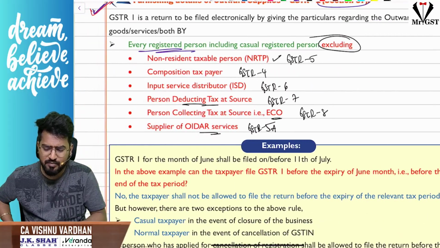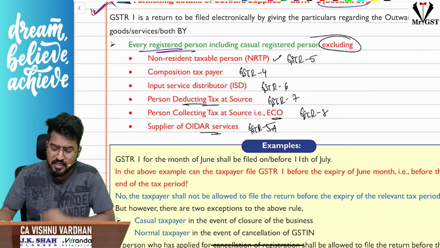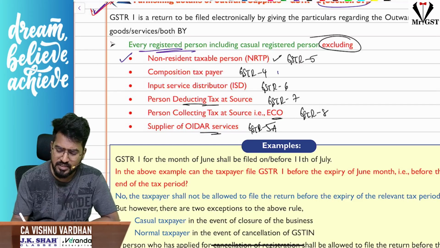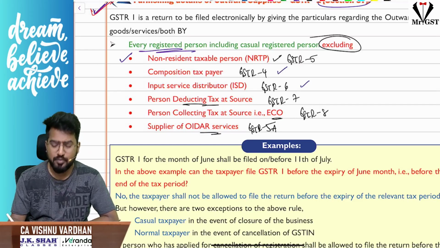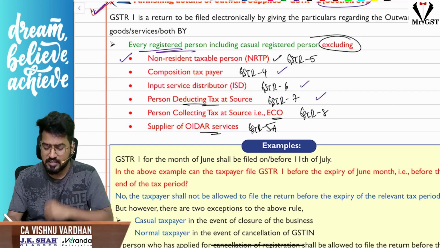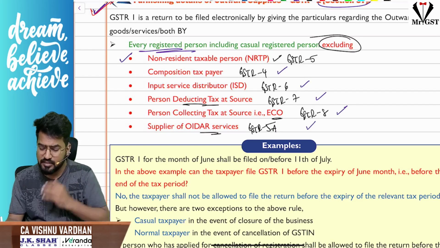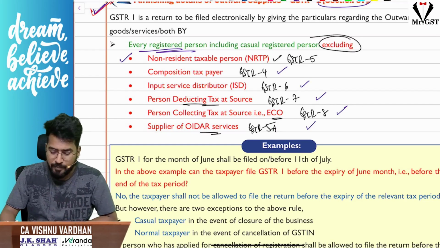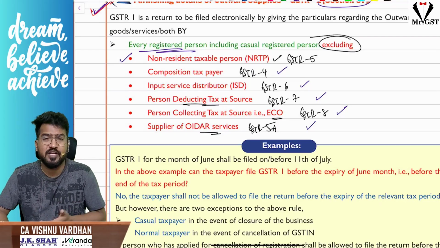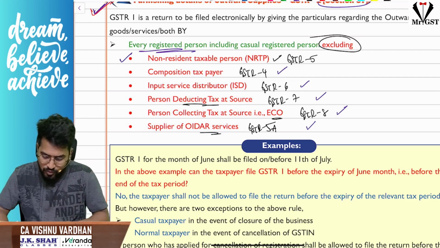GSTR1 is applicable for every registered person, including casual taxable person, but other than non-resident taxable person, because non-resident taxable person files GSTR5, composition dealer GSTR4, input service distributor GSTR6, that is only for CA final, person deducting tax at source GSTR7, and person collecting tax at source GSTR8, and supplier of OIDAR services, again this is only for CA final, GSTR5A. These people will follow those normal returns whatever I have given here, but others will go with GSTR1, including casual taxable person.